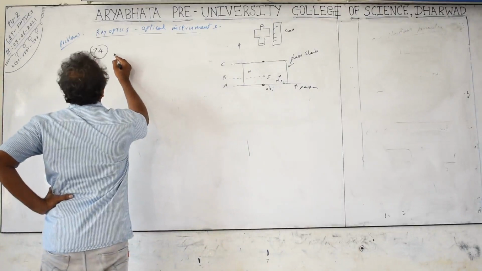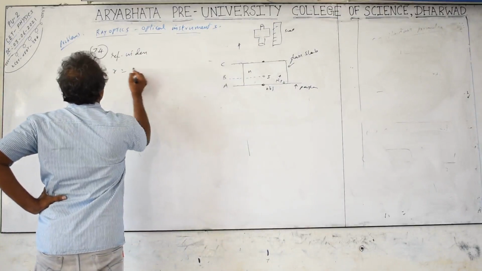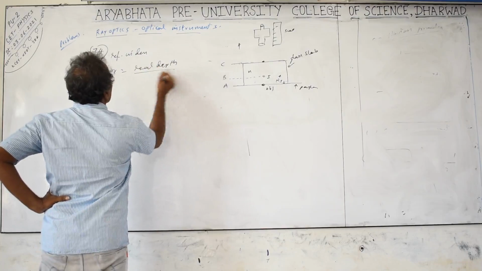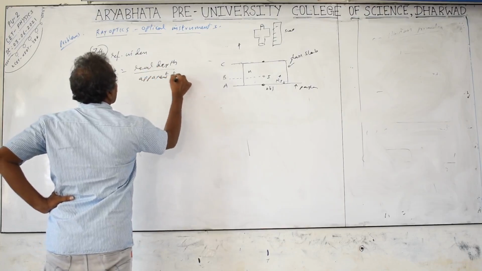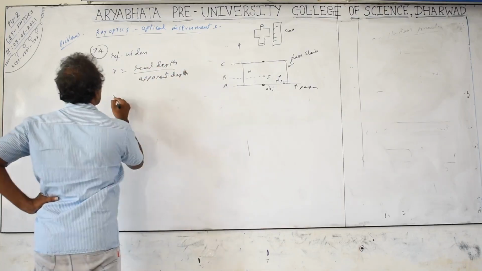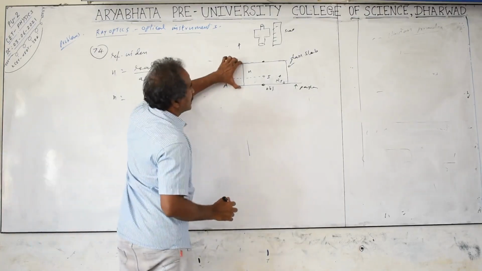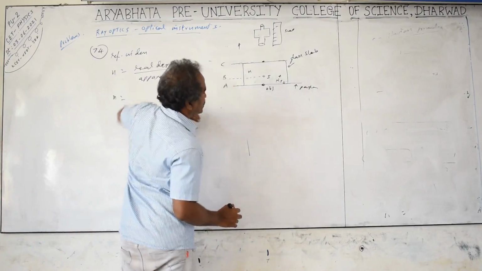Observation from the air, refractive index formula: N is equal to real depth by apparent depth. What is the real depth here? The real depth is nothing but equal to reading C minus A, or A minus C, by the given.